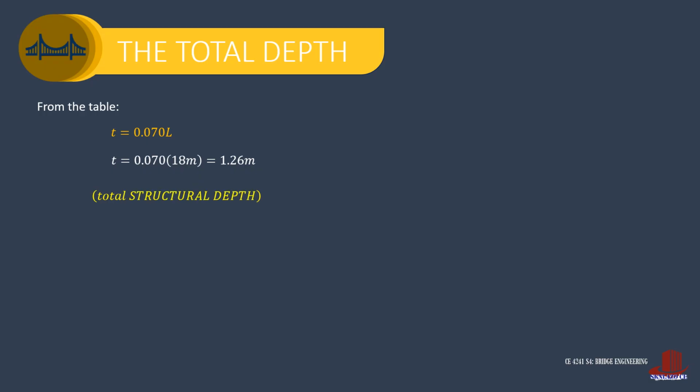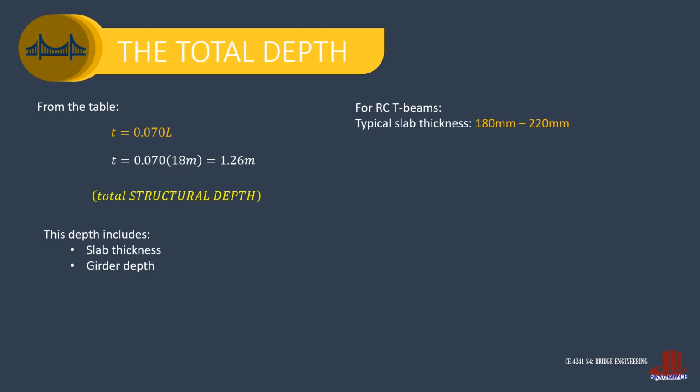This is the total structural depth, and by the term structural depth, this includes the slab thickness as well as the girder depth. So we need to separate the two thicknesses. Let's figure out the slab thickness first. For RC T-beams, the typical slab thickness ranges from 180 to 220 millimeters, and we assume the slab thickness initially as 200 mm, or 0.2 meters.